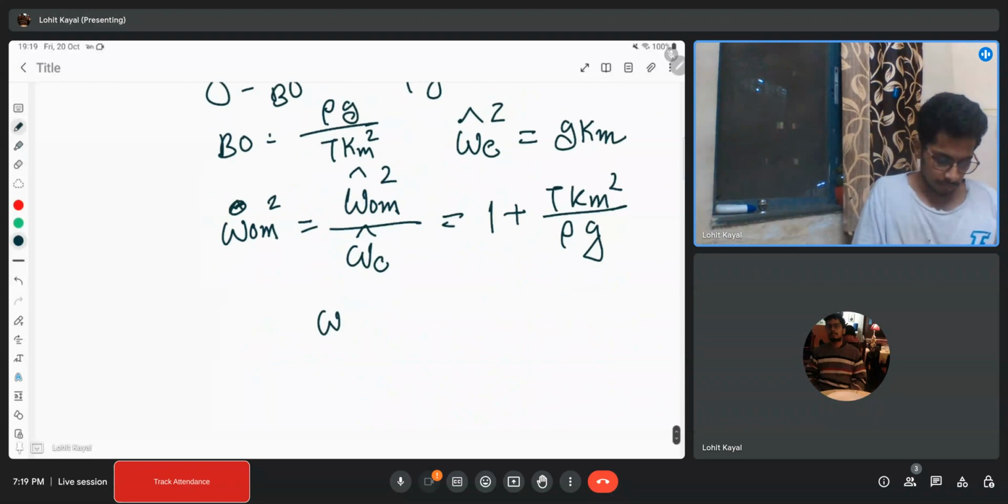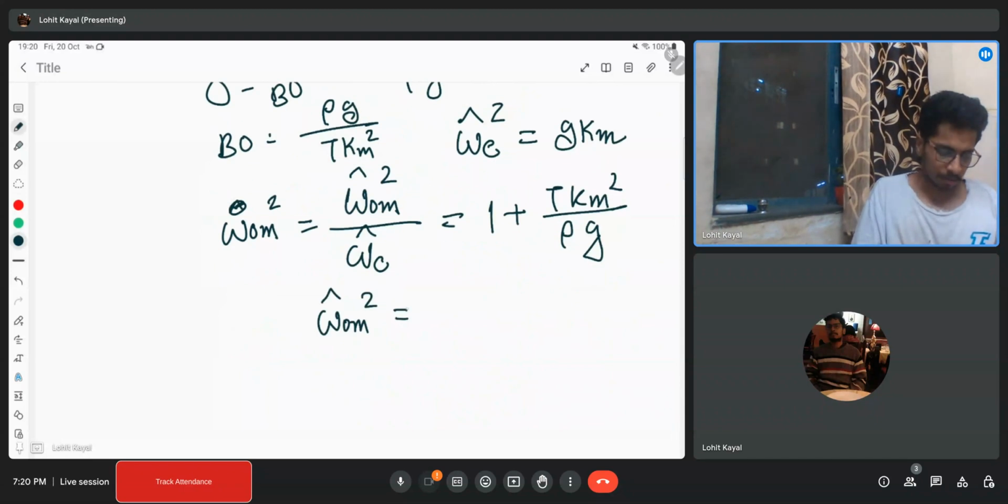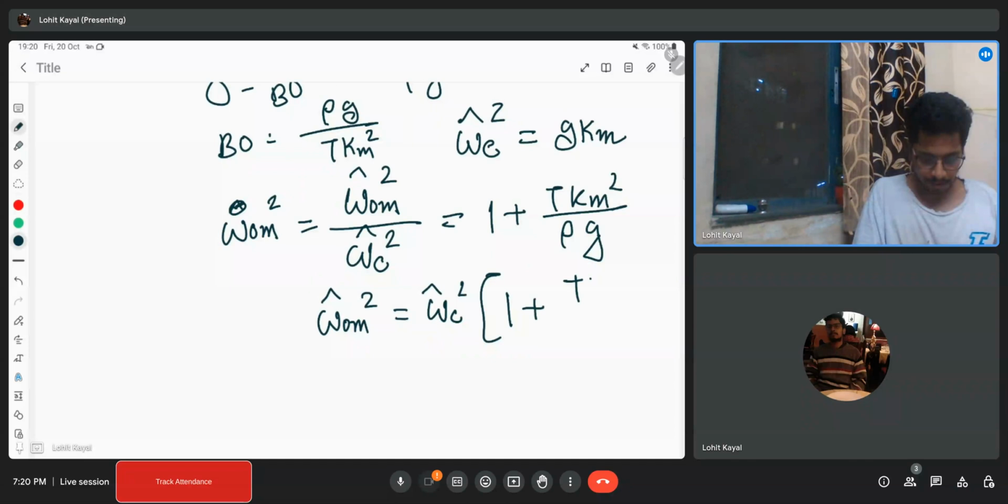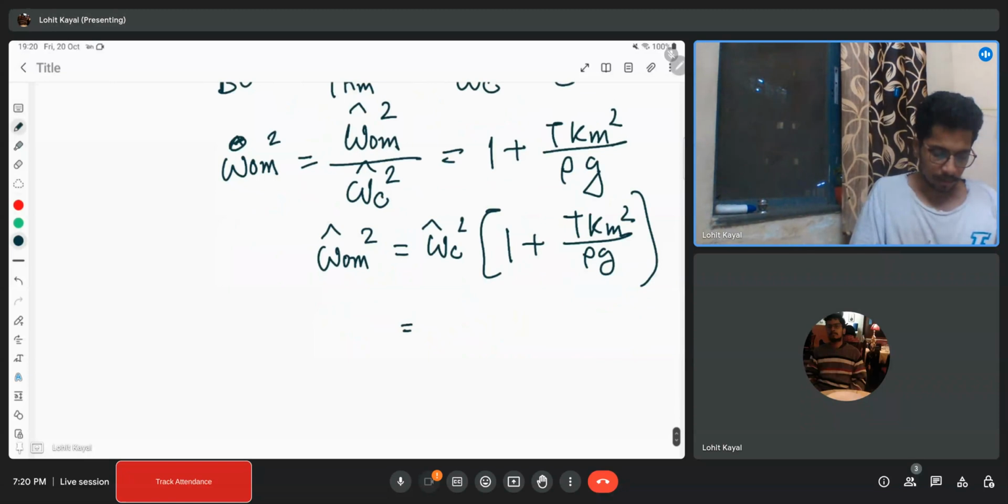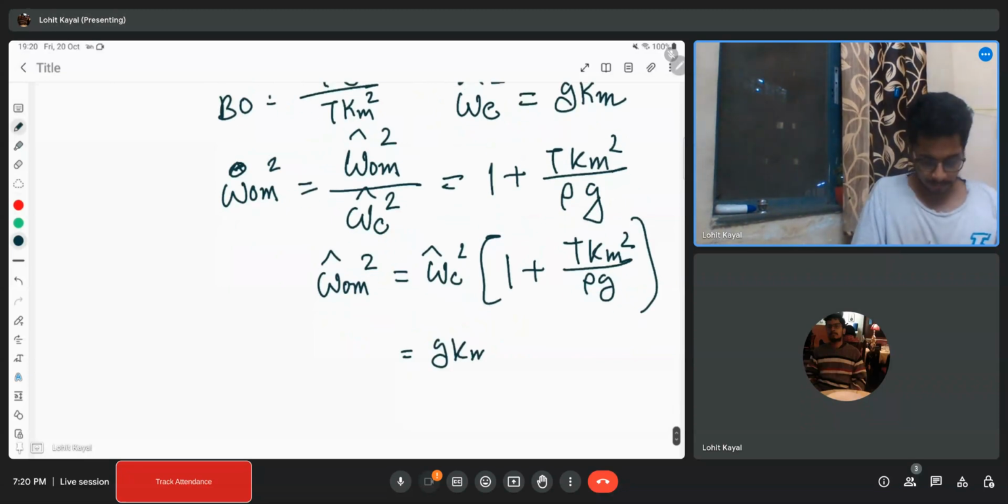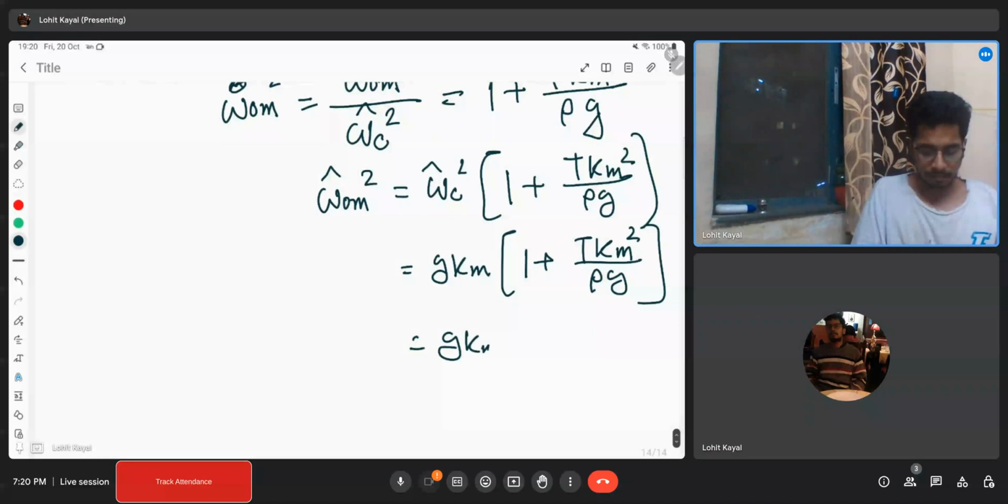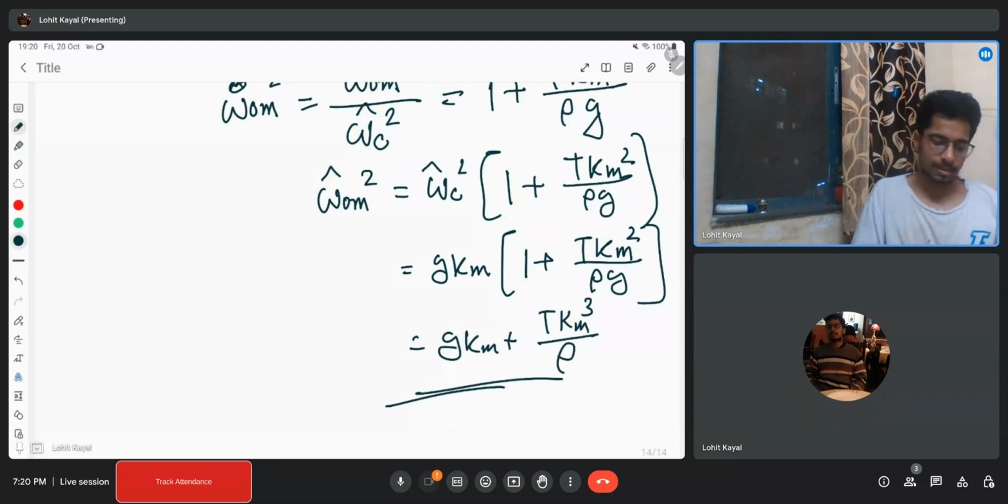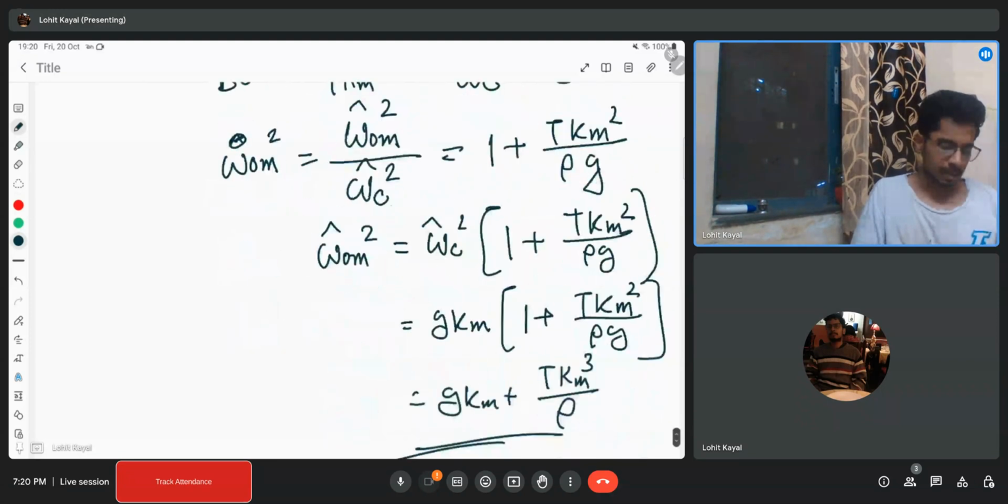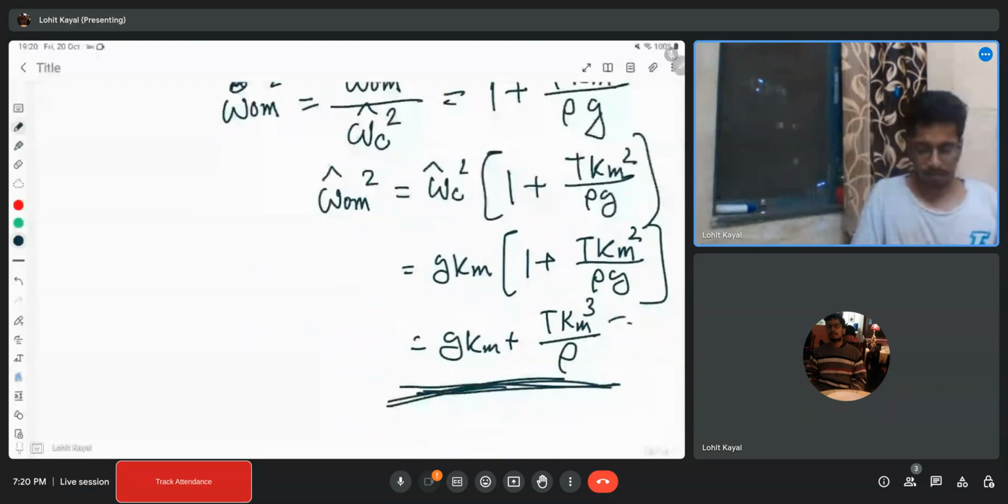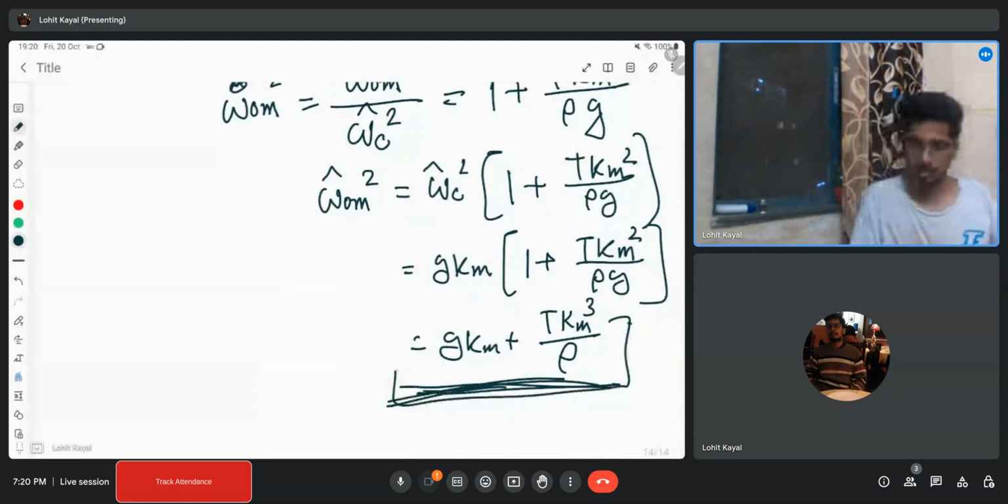Now, what is the dimension of the frequency? It is equal to ωc hat square into 1 plus Tkm square by ρg. And what is ωc square? ωc square is g into km, 1 plus Tkm square by ρg. So it is equal to gkm plus Tkm cube by ρ. So 1 plus sigma, sigma is the non-dimensional form of this term. We are very familiar with this term. Okay, so this is 1 plus sigma.